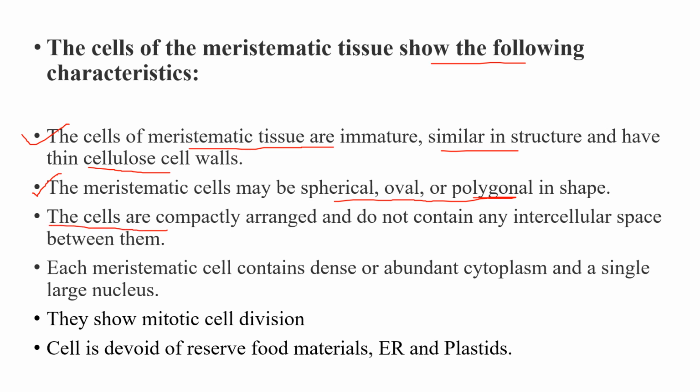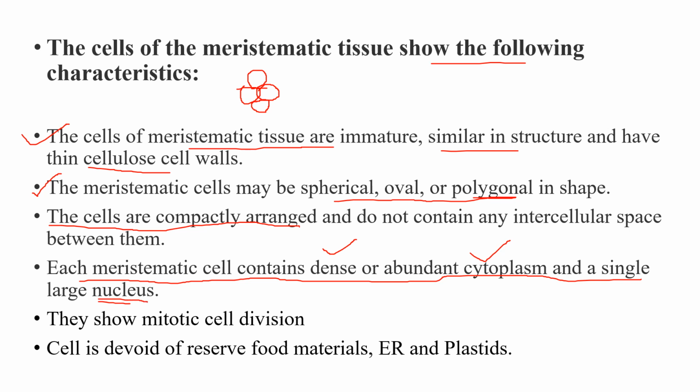The cells are compactly arranged. Compactly means they do not have any intercellular space between them. Next, each meristematic cell contains dense and abundant cytoplasm and a single large nucleus.